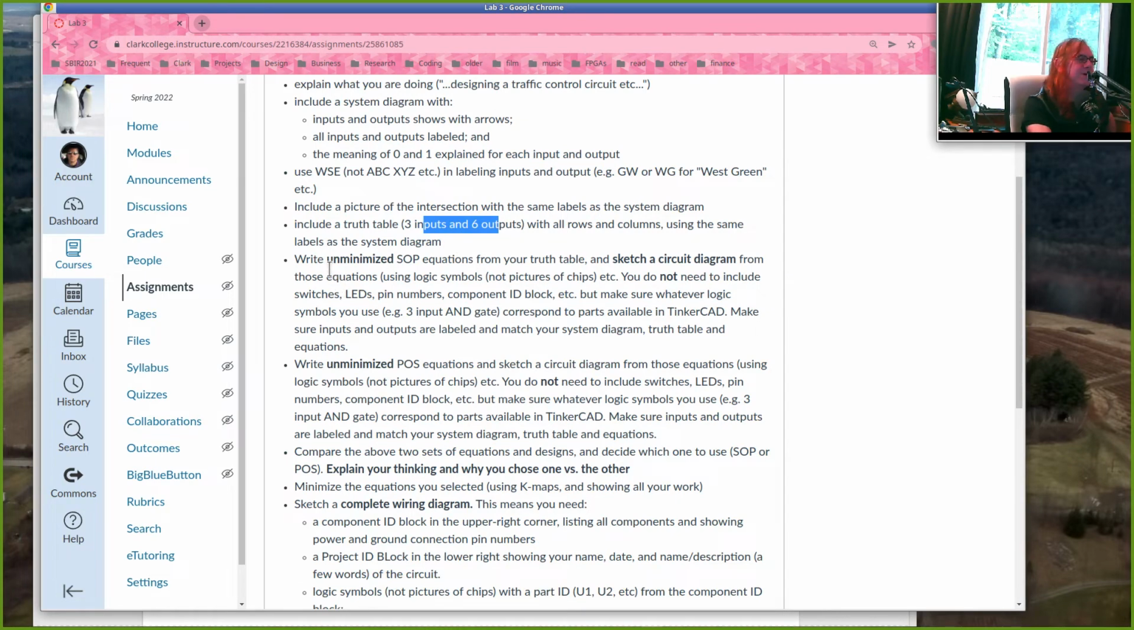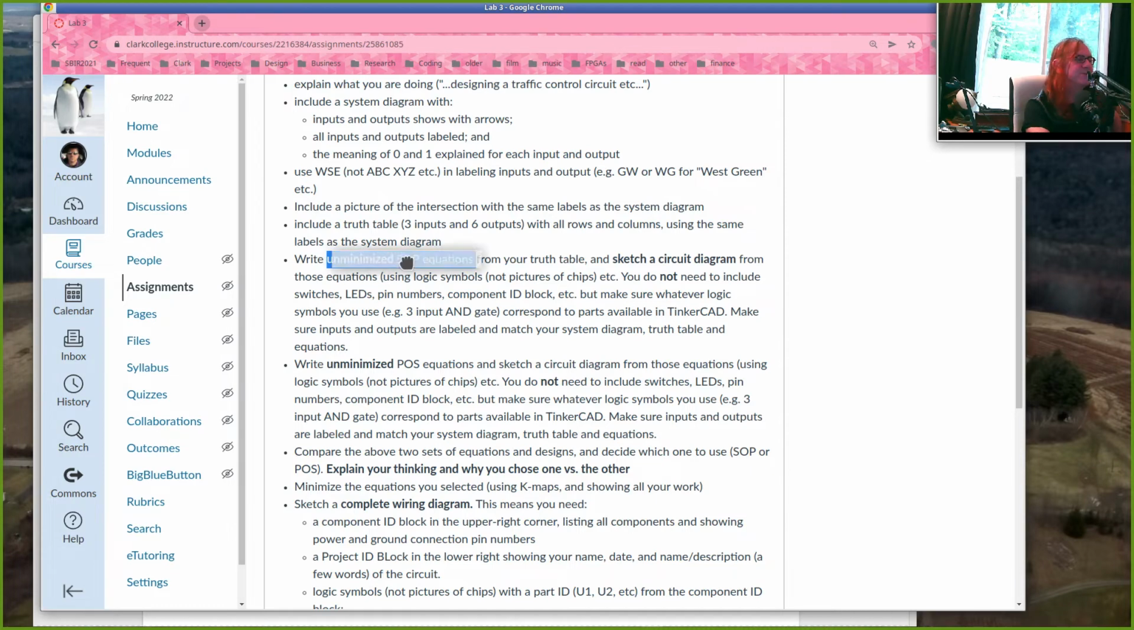All right. Unminimized sum of products equation. This is the second half of today's lecture. We're going to talk about SOPs, POSs. Unminimized. Do not simplify them. If you simplify them and come down to a minimum equation, you lose a chunk of points.